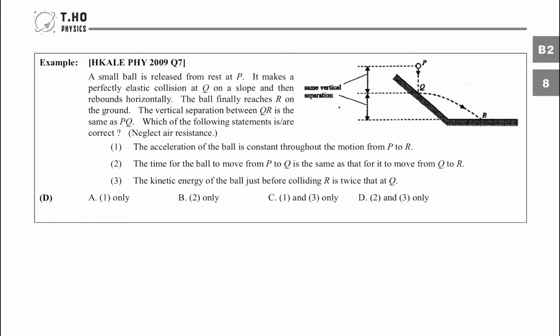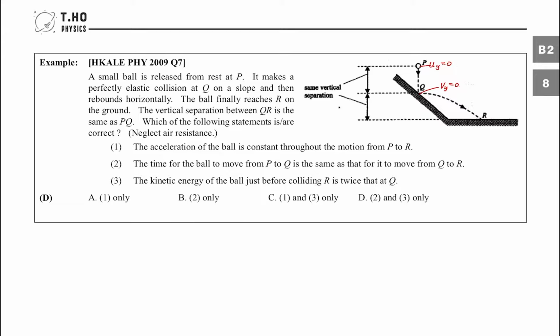Here we come to A-Level Physics 2009 question 7. Here we have a small ball released from rest, so Uy is equal to 0. And then it falls to point Q where it hits a wall, and the wall will rebound the ball horizontally. So now note that because it rebounds horizontally, Vy is also equal to 0.